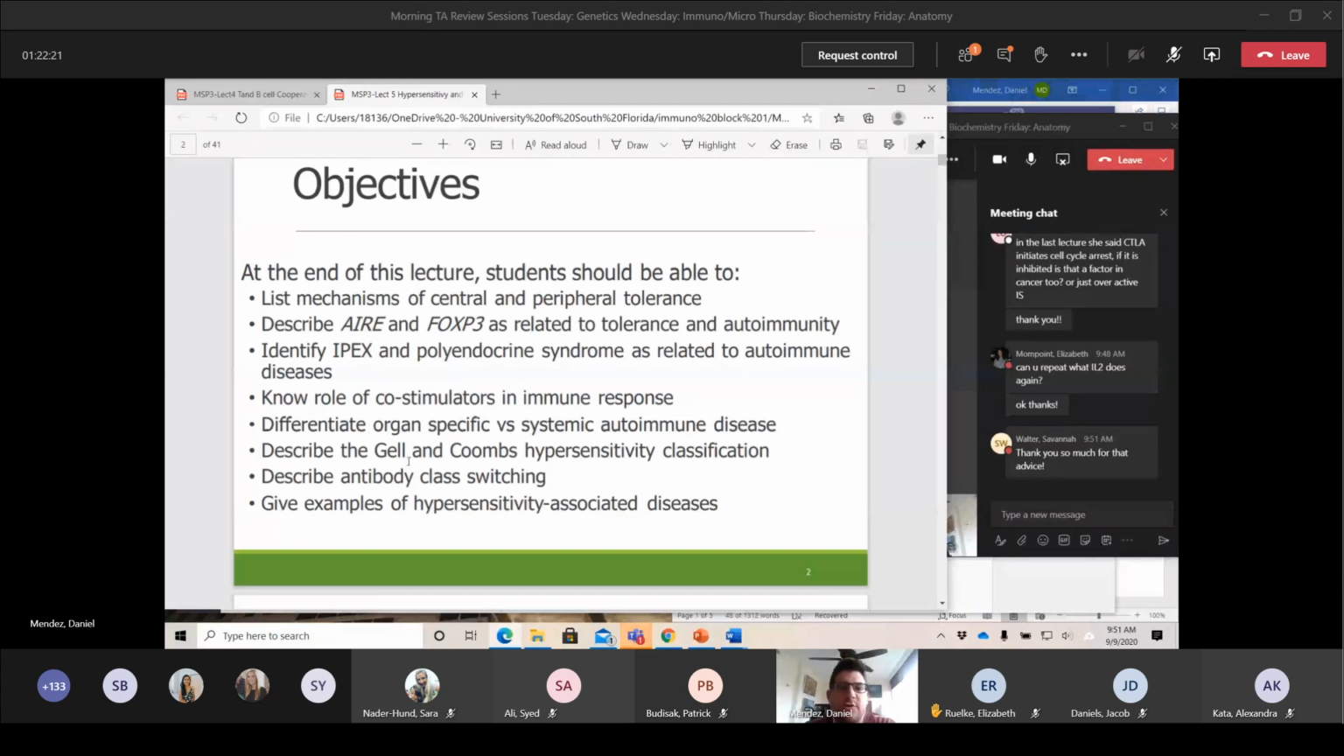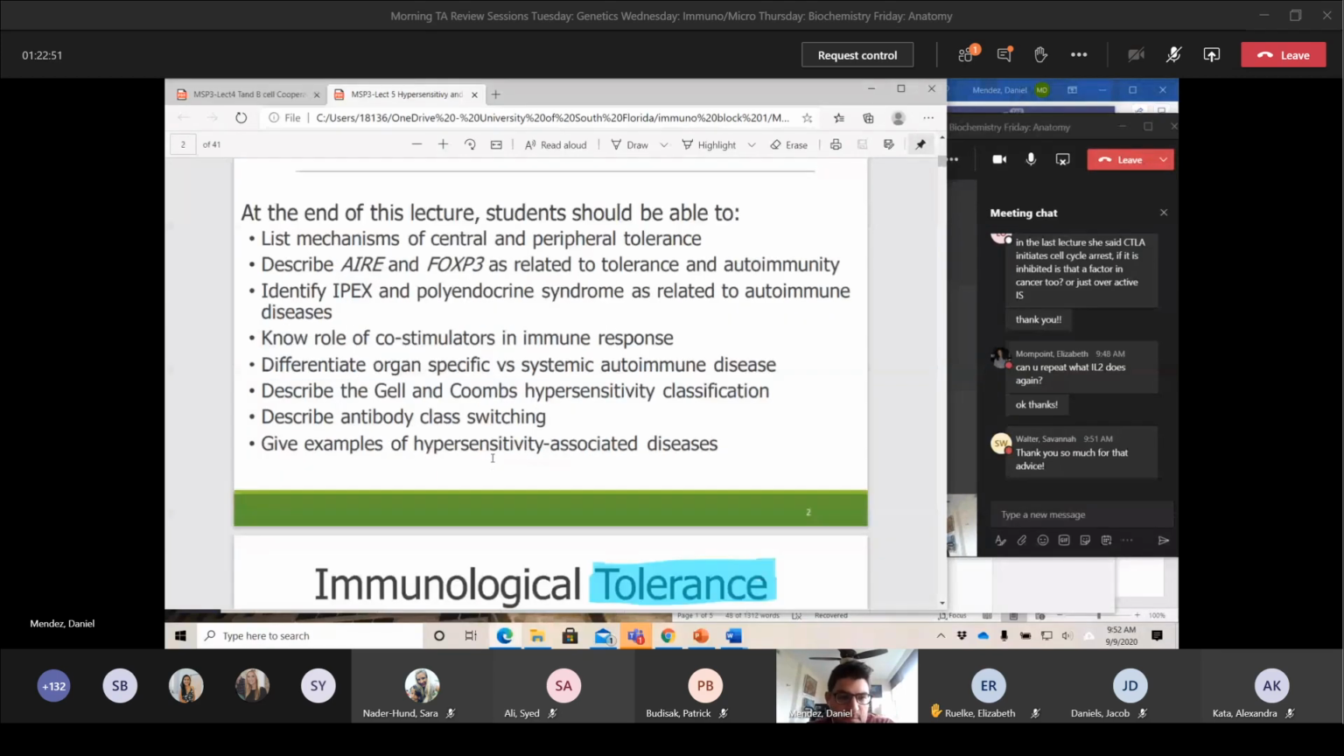Make sure you really know the Gell and Coombs hypersensitivity classification. It is very simple once you break it down to its bare minimum, but make sure you know those. That's definitely something that's going to be tested on, the different types of hypersensitivity, and it's something that's actually going to come back in a lot of courses. So you'll see it here. You'll see it later here. You will also see it in physio. You'll see it in PATH, and you'll see it in PHARM. So make sure you know this hypersensitivity classification. We'll go through it.